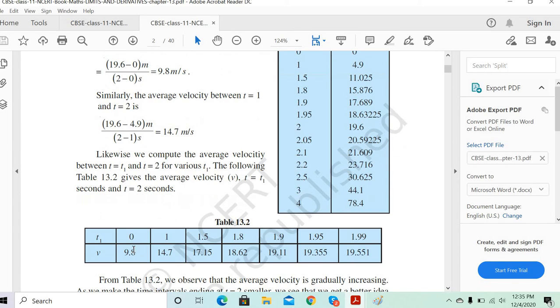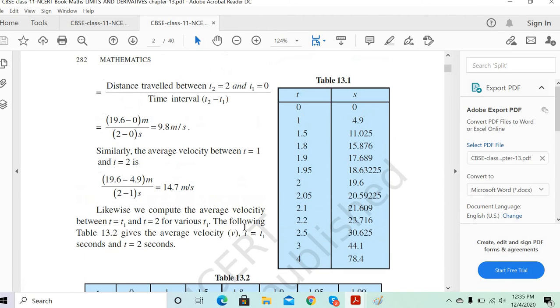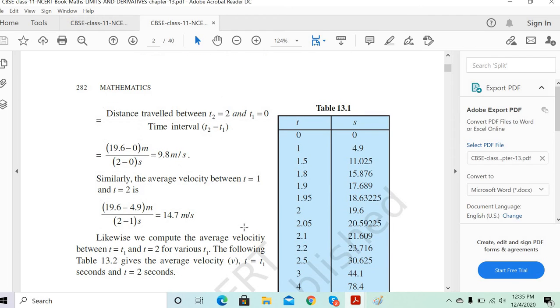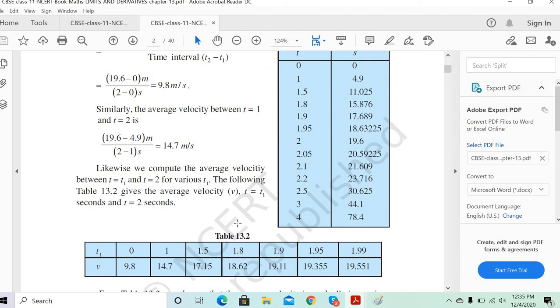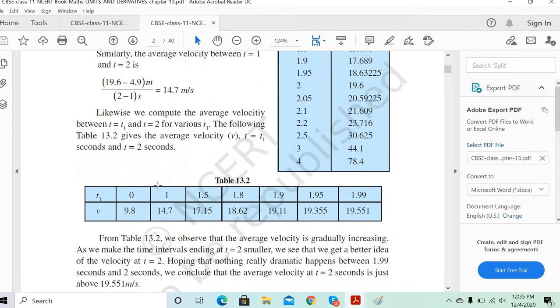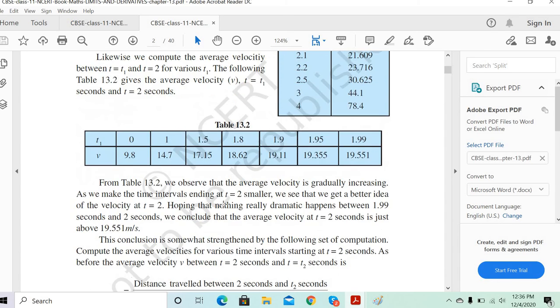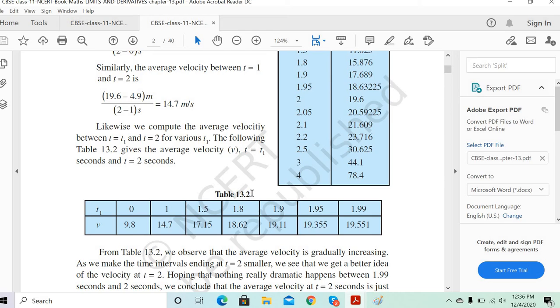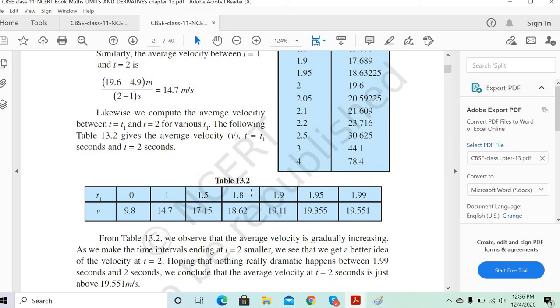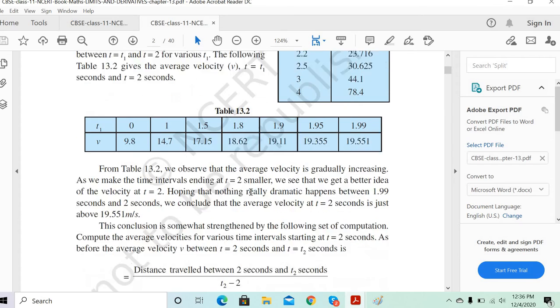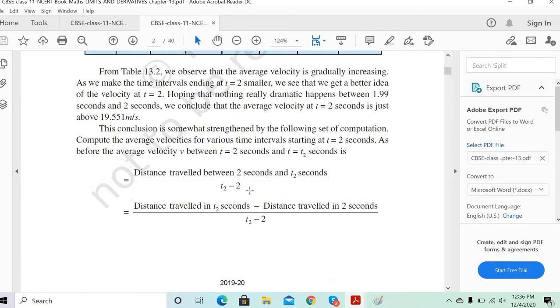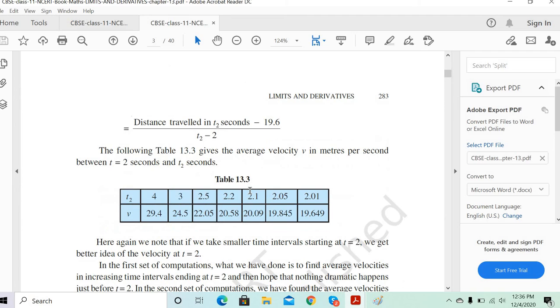Good. So basically we want to find the velocity with respect to time. At time t equal to 0, the velocity is 9.8 meters per second. Correct? Excellent. So at 1 second, the velocity is 14.7. So basically we are finding distance divided by time, and then plotting in the figure table 13.2, isn't it? Yes, sir. Next. Now this part is fine because we have done distance by time. Next part.